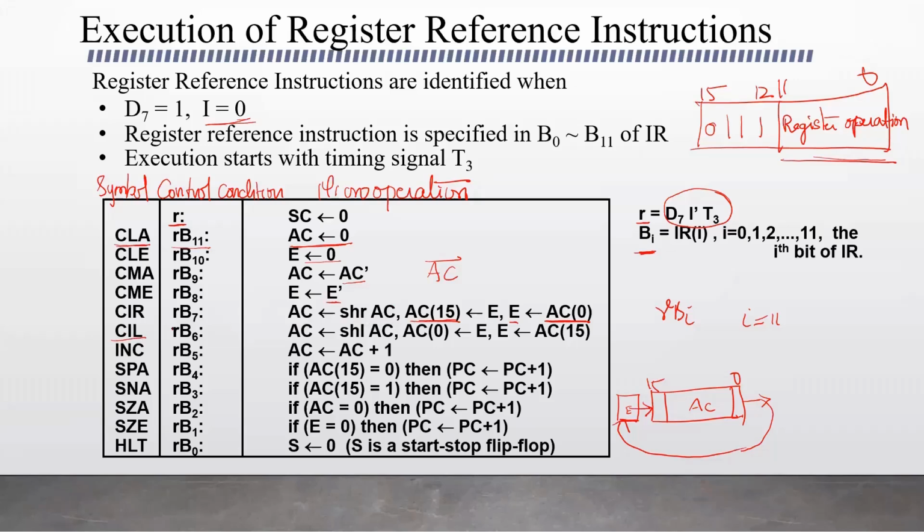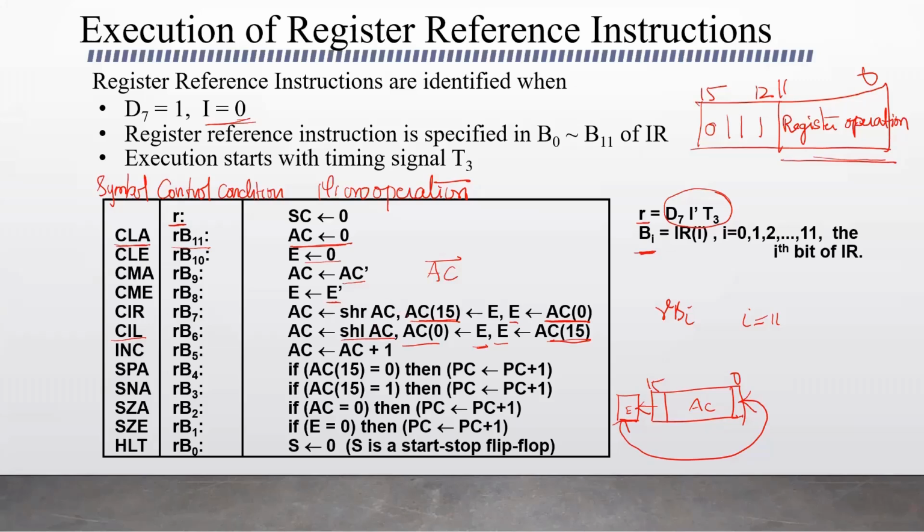And the next operation is circular shift left. For circular shift left, what do we do? We shift left the content of AC. So when you shift left, you get the 15th bit moved to E. AC of 15 is moved to E. And this E gets moved to AC 0. Correct? The accumulator 0th position will get the bit from E. And shift the other bits to the left. So shift left AC.